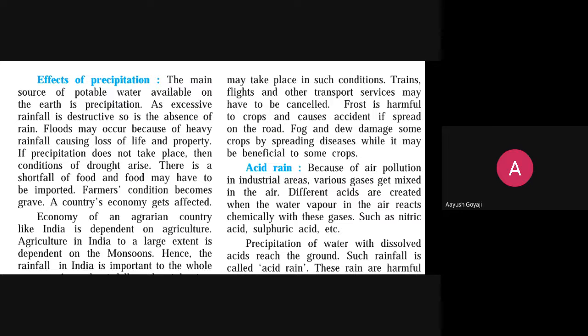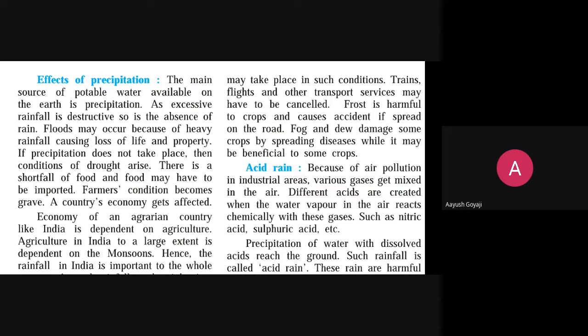Floods may occur because of heavy rainfall, causing loss of life and property. If in a particular region there is heavy rainfall, then floods may occur, म्हणजेच पूर येऊ शकतात. And because of that flood, there can be loss of life as well as property. If precipitation does not take place, then conditions of drought arise. ओके, एके ठिकाणी खूप जास्त पाऊस जर झाला तर काय होतंय, floods can occur. If there is no rainfall, no precipitation, then there can be drought.